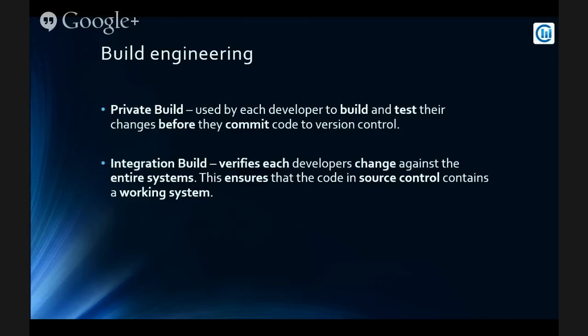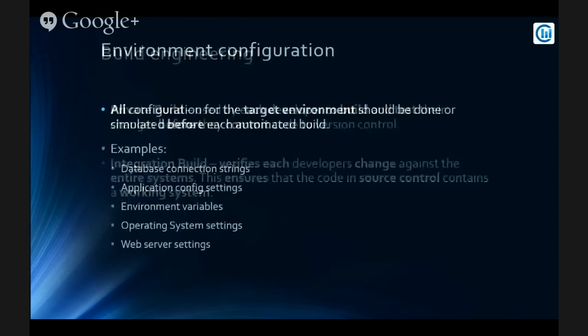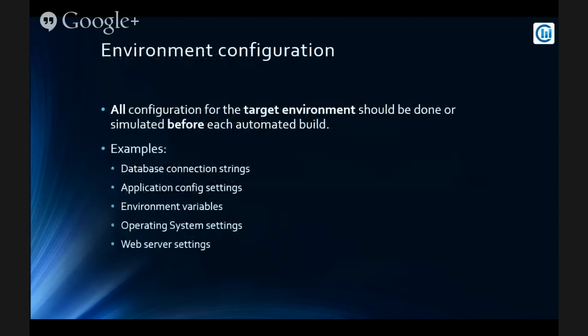It's the same set of steps, except the integration build on the build server should also do the packaging step where it creates the release package zip file. There's no point in doing that on a local workstation. But all the same steps, you want to do it. So environment configuration is part of the build. Examples of that are database connection strings, config settings, environment variables, operating system settings, web server settings. Anything goes in your build script so that it's in your source control.